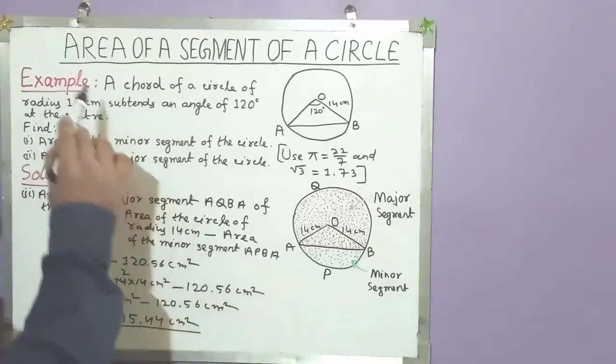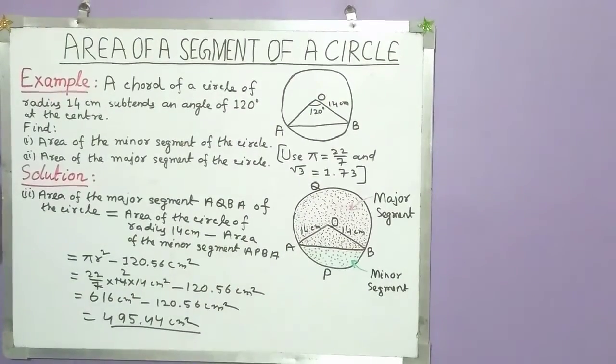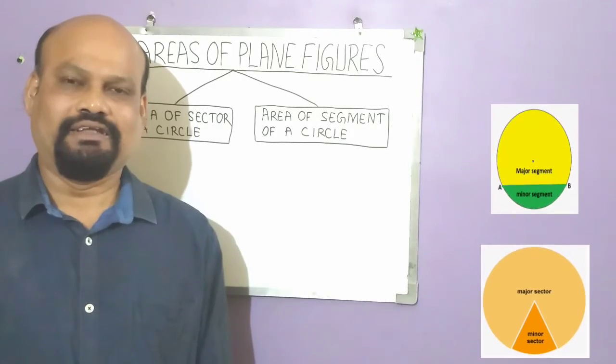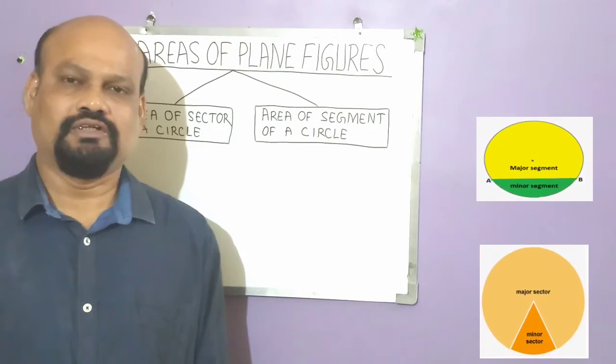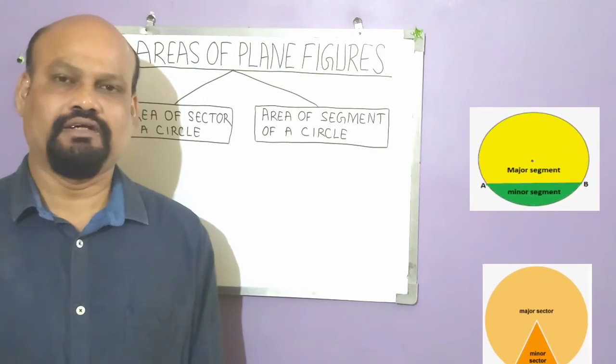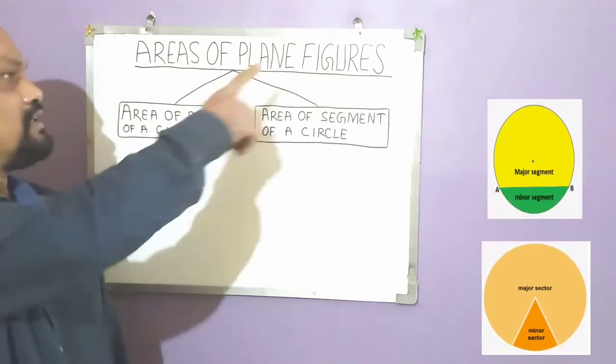I think you would have understood how to use these formulas to find the area of a segment of a circle. I think this video would be very useful to know how to derive and use the formulas for areas of plane figures, that is area of a sector and segment of a circle.